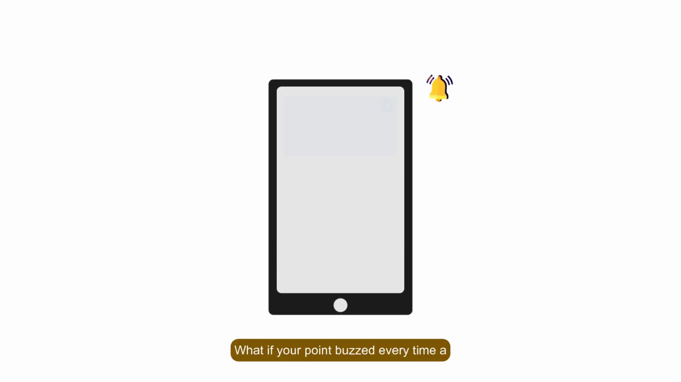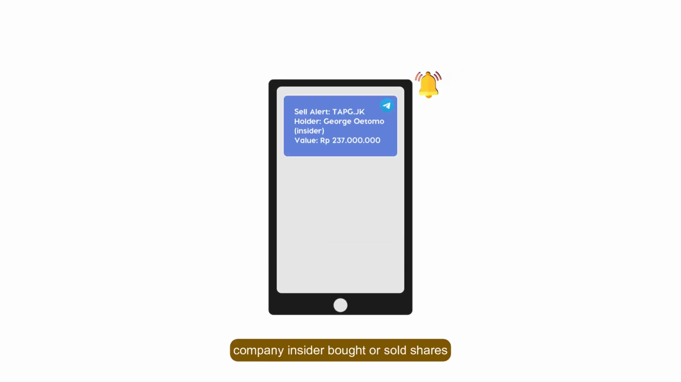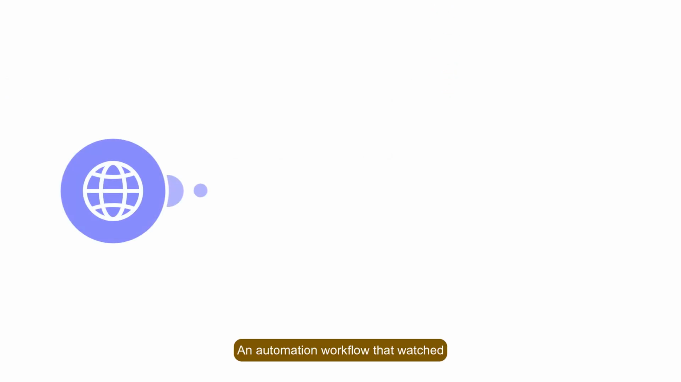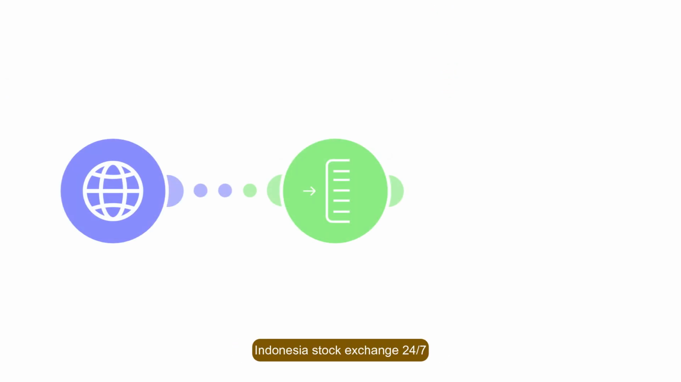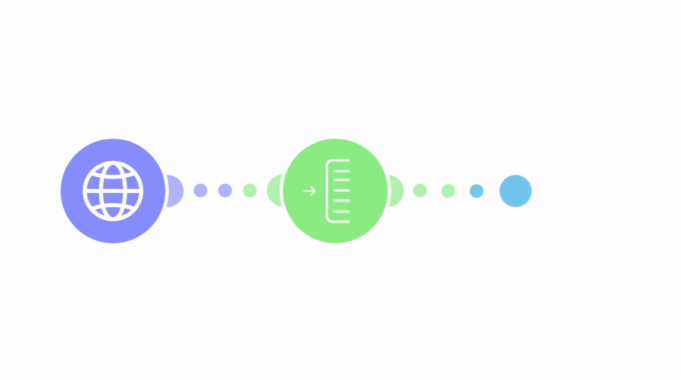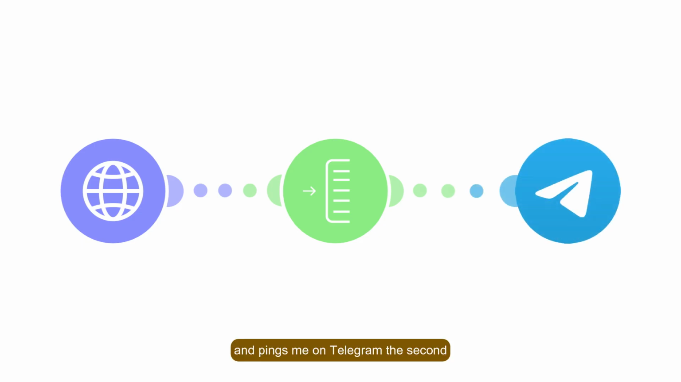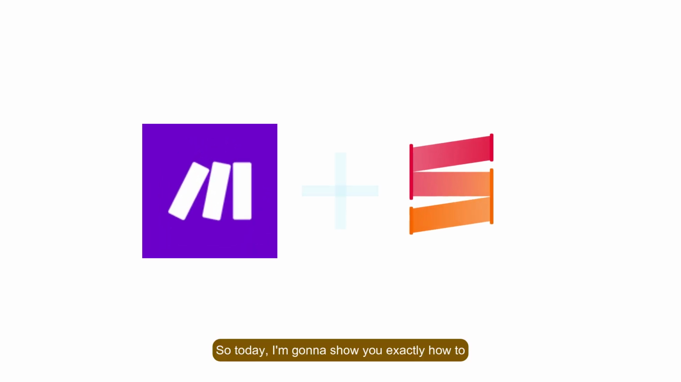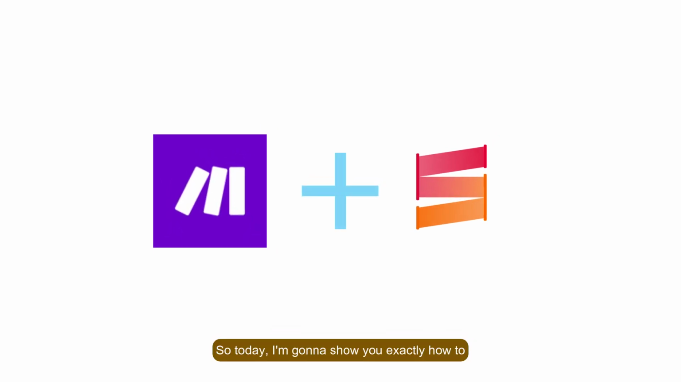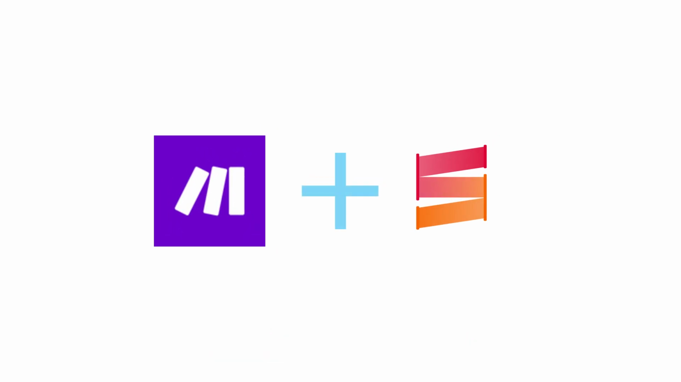What if your phone buzzed every time a company insider bought or sold shares before anyone else even wrote about it? So I built this, an automation workflow that watches Indonesia's stock exchange 24/7 and pings me on Telegram the second something interesting happens, without any code. So today, I'm gonna show you exactly how to build it step by step. Let's get started.